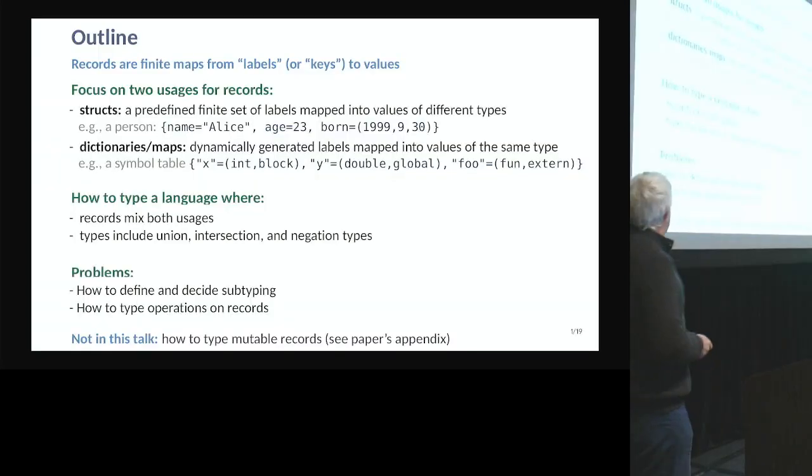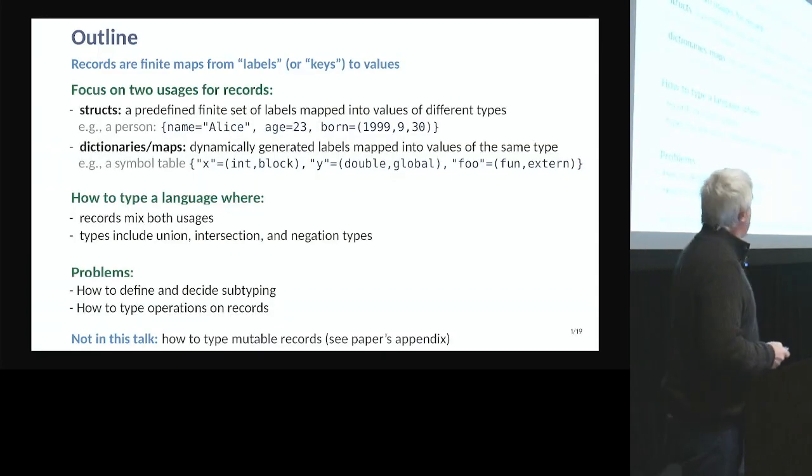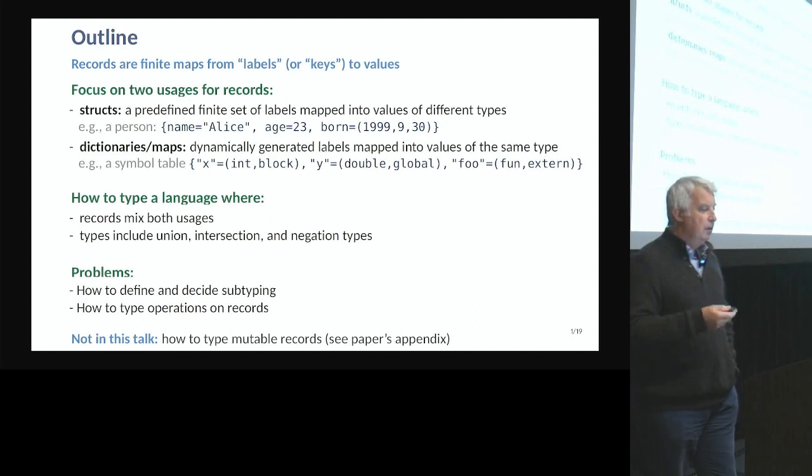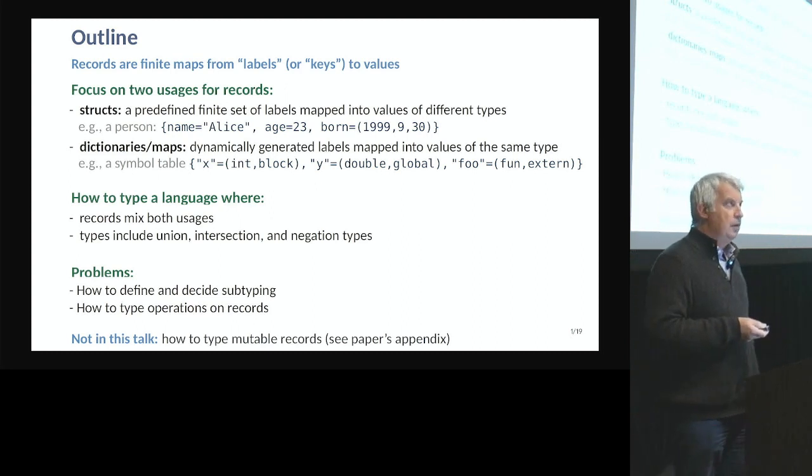Okay, so this is a talk on records again, which are, as you know, finite maps from labels, keys, attribute names, you name it, to values. And I will focus on two particular usages of records.